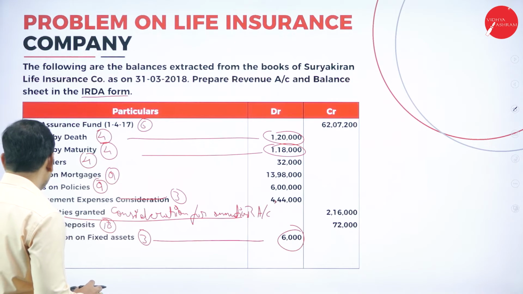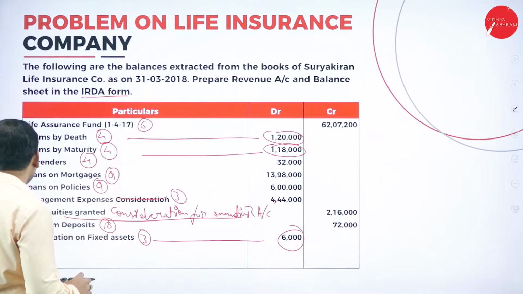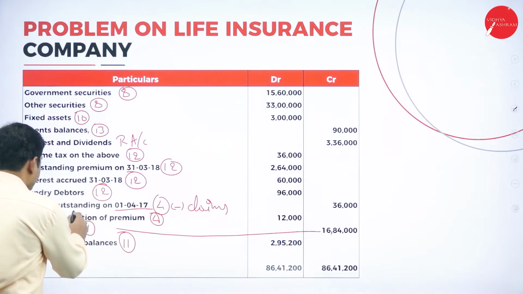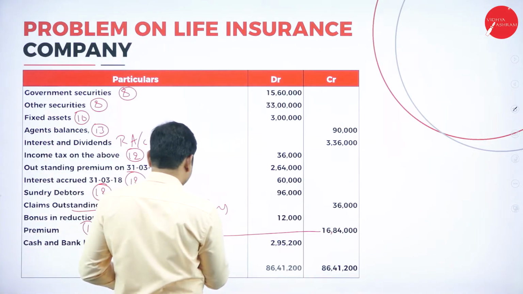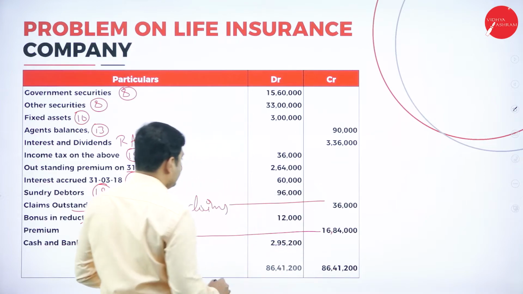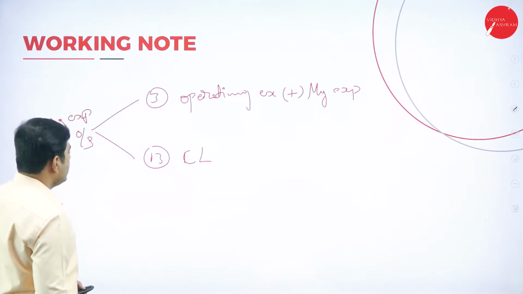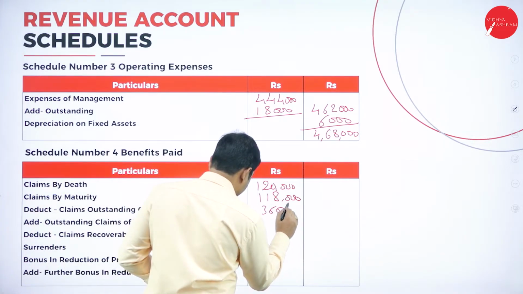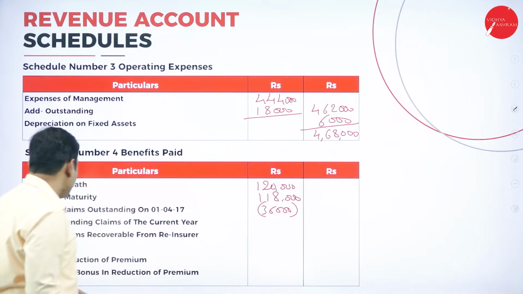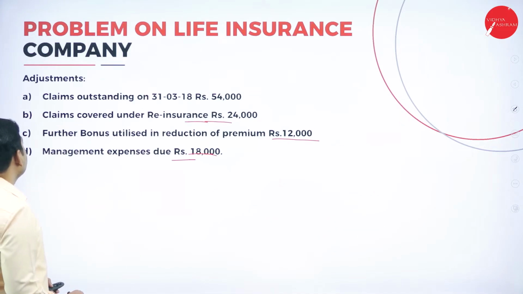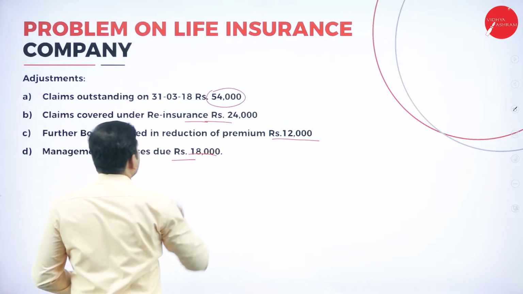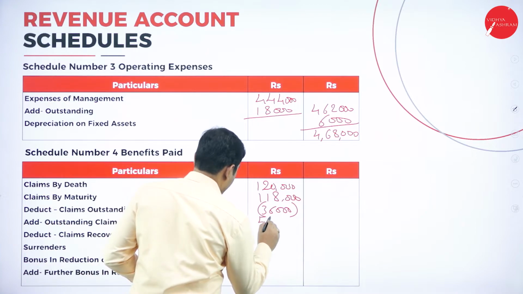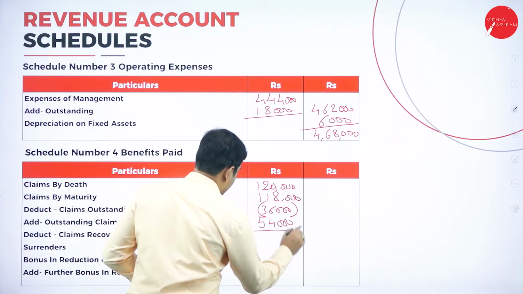So let's go to the trial balance. We will be having outstanding claims belonging to previous year. So claims outstanding for previous year is 36,000. Deduct this 36,000. Again add current year outstanding. Look at the adjustment we are having. Current year outstanding of 54,000. Add this 54,000. Put into outer column.